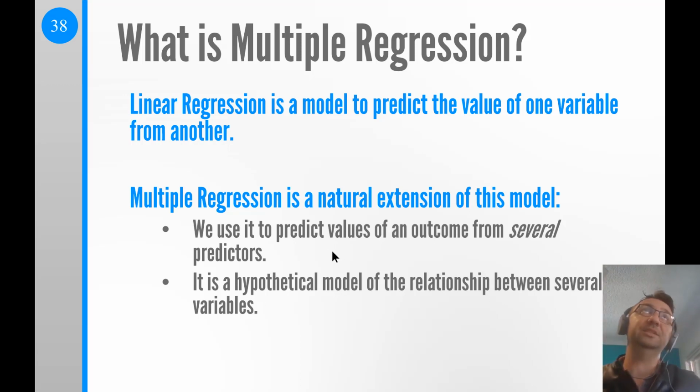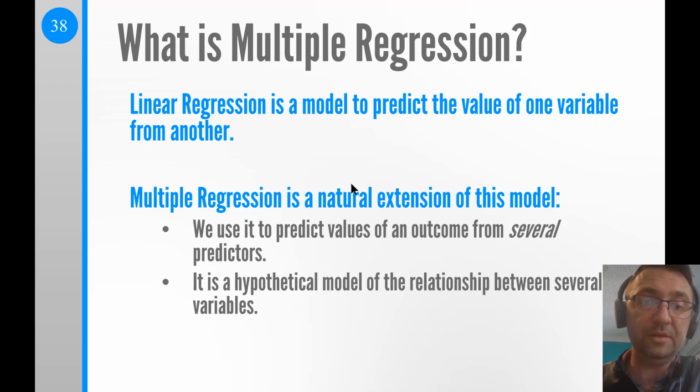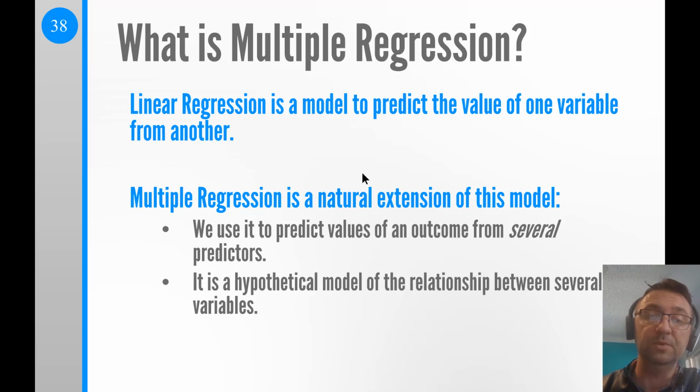That's linear regression, and it's just where there's one predictor and one outcome, one independent variable, one dependent variable. The next thing we're going to do is learn about what's called multiple regression. Multiple regression is when we use a linear regression model to predict the value of one variable, but multiple regression is where we extend this to having several predictors.